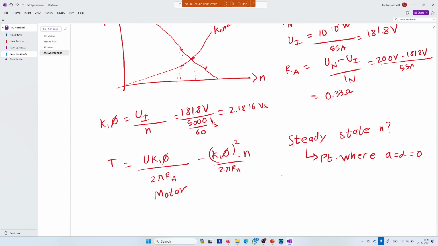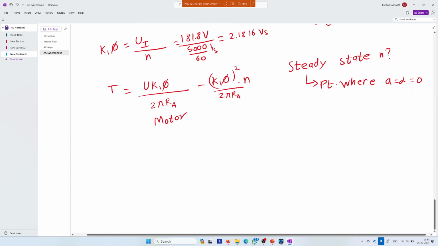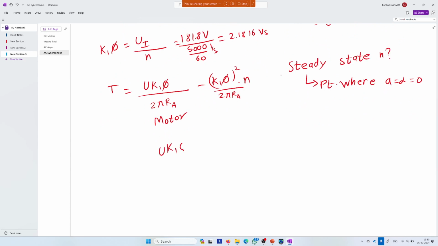It's kind of like economics. You have this point where supply equals demand. Okay, so similar story here. So I can equate the supply, U K15 by 2 pi Ra minus K15 whole square N by 2 pi Ra, to K naught N square. And look what I have now. I have a quadratic equation.